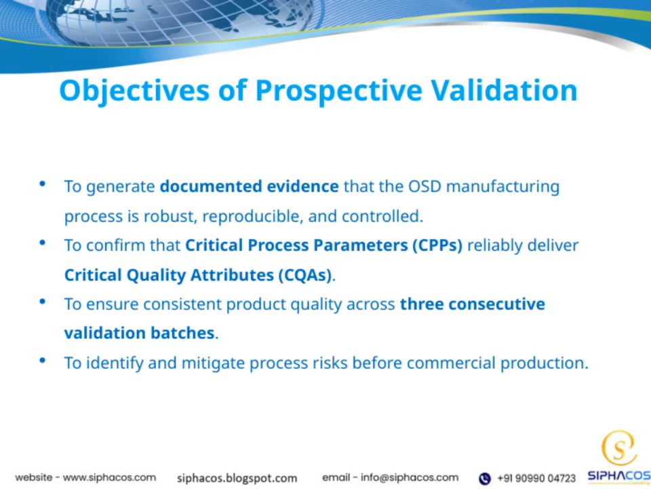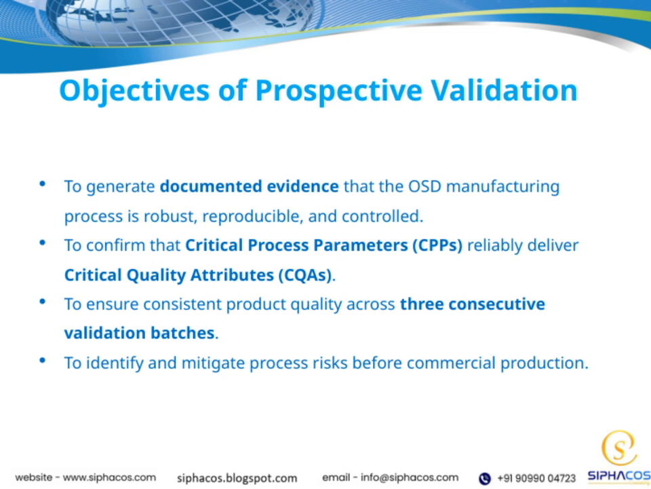Today, I want to walk you through the key objectives of prospective validation. First, our goal is to generate documented evidence that the OSD manufacturing process is robust, reproducible, and controlled. Essentially, we need to demonstrate that the process consistently produces quality products under defined conditions. Next, we want to confirm that critical process parameters, or CPPs, reliably deliver the critical quality attributes, or CQAs. This means ensuring that the key process variables directly impact the quality attributes we care about most.